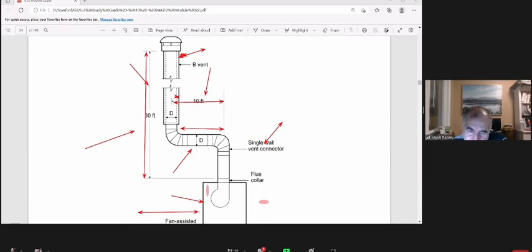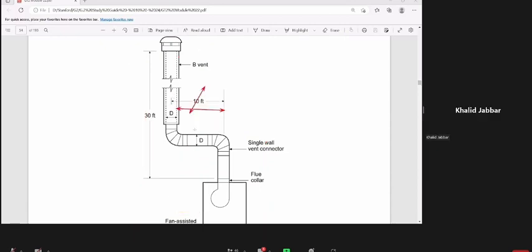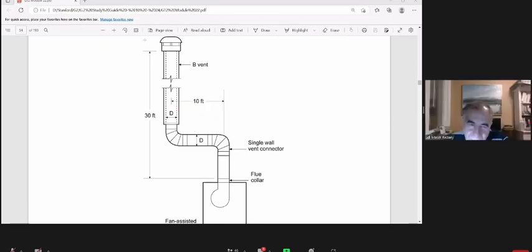Now I want you to understand first, B vent; second, single wall connector; third, what type of appliance, fan assisted or natural draft, and how many appliances. We gave you the height, lateral, and what we need is the diameter.